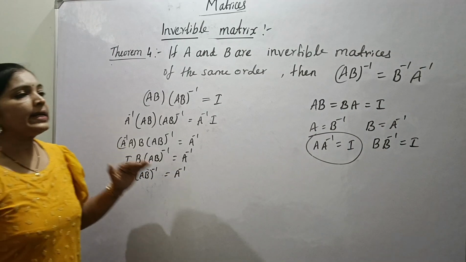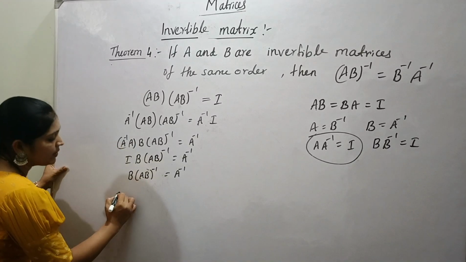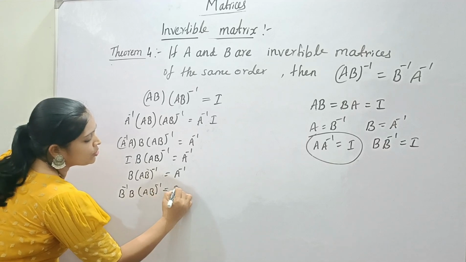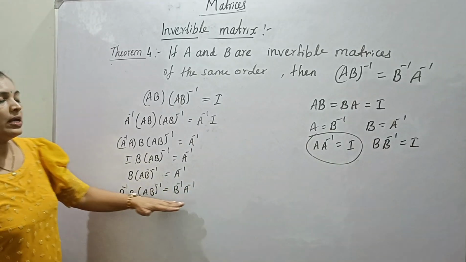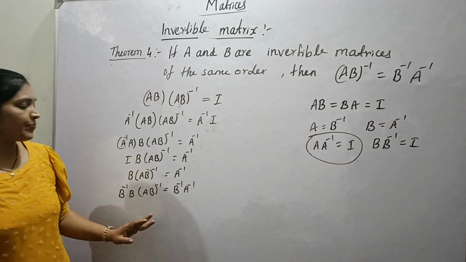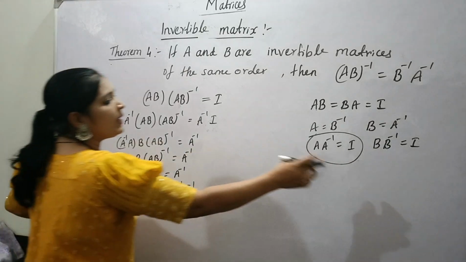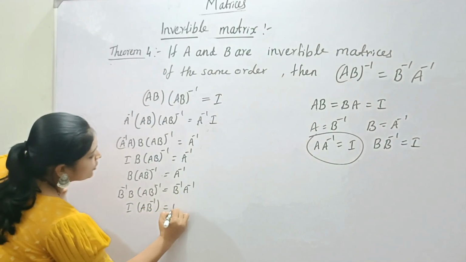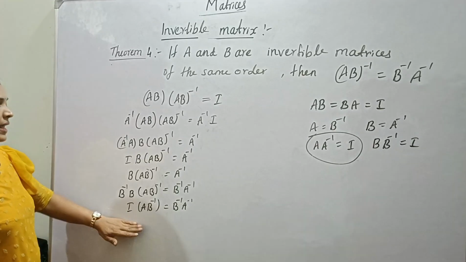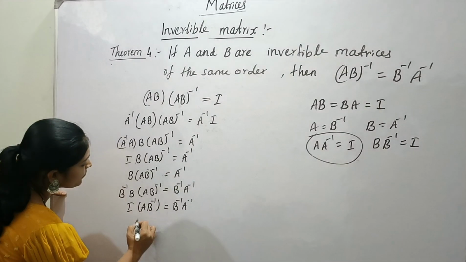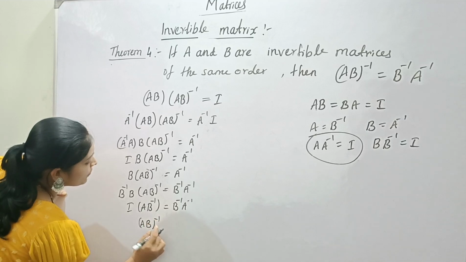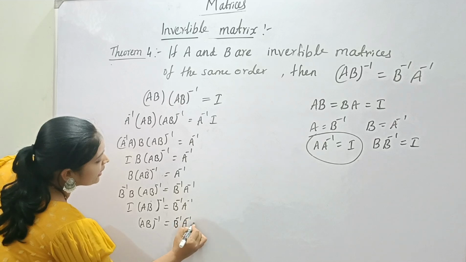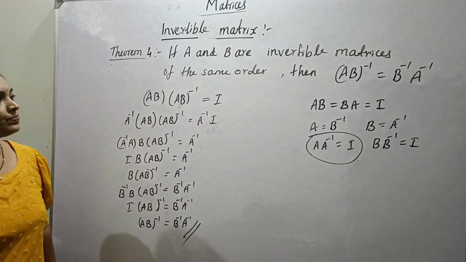Now let us multiply B inverse on both sides. That is B inverse into B, AB whole inverse is equal to B inverse into A inverse. Here we have multiplied B inverse on both sides. B inverse B is nothing but I. So I into AB inverse is equal to B inverse A inverse. I into any matrix is equal to that matrix itself. So AB whole inverse is equal to B inverse A inverse. That's all.